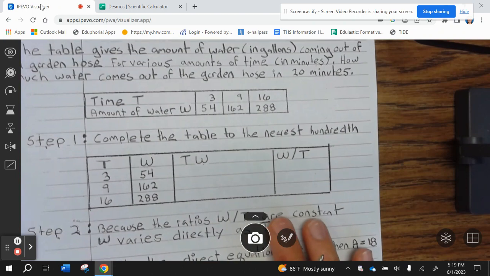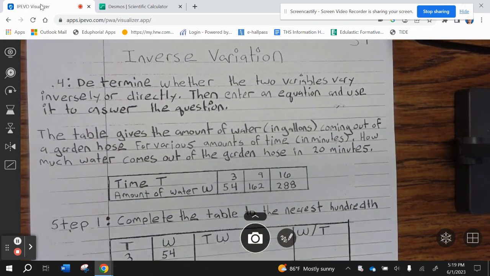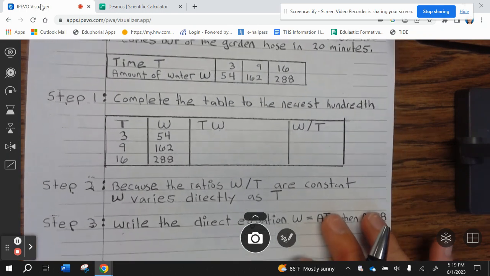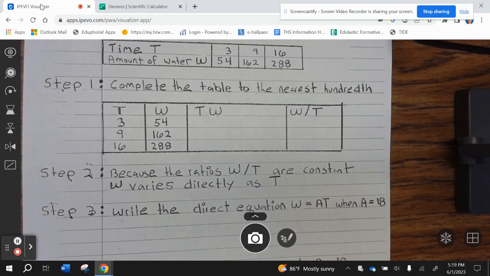Now let's take a look at example 4. Determine whether the two variables vary inversely or directly, then enter an equation and use it to answer the question. The table gives the amount of water in gallons coming out of a garden hose for various amounts of time in minutes. How much water comes out of the garden hose in 20 minutes? So you have your table. Complete the table to the nearest hundred, okay? So we're going to do W divided by T.